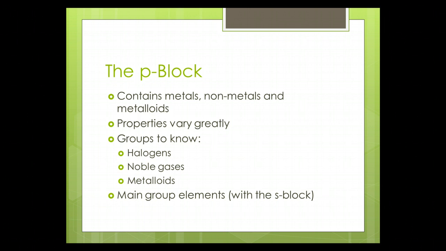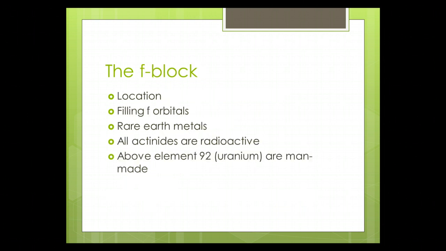Metalloids you find in things like semiconductors because they have properties of both metals and nonmetals. They have both conducting properties and non-conducting properties, and so that makes them very interesting. Our main group elements are composed of both the S block and the P block, and so you should know what I'm referring to when I say main group elements: just the S and P blocks together.